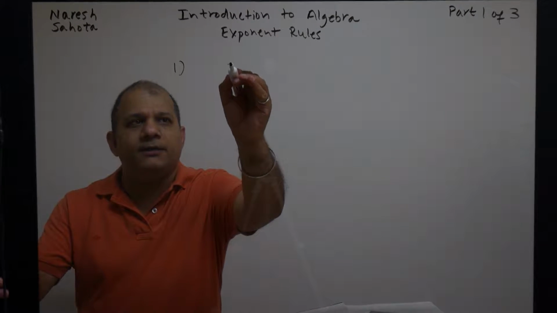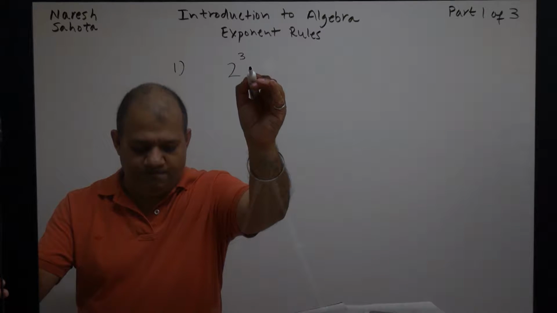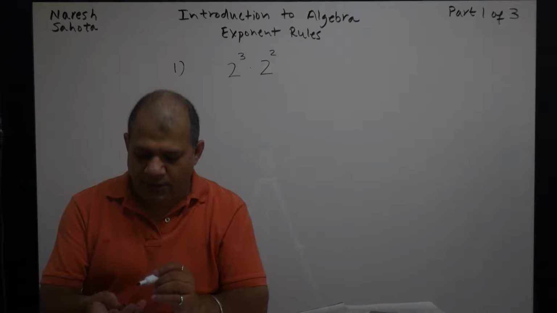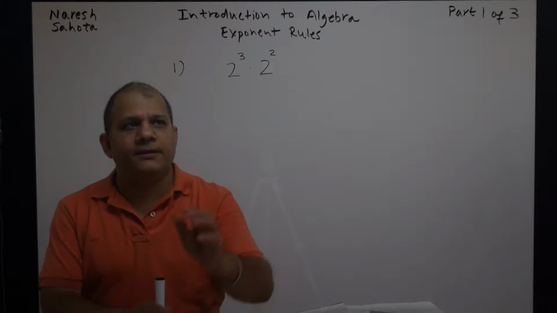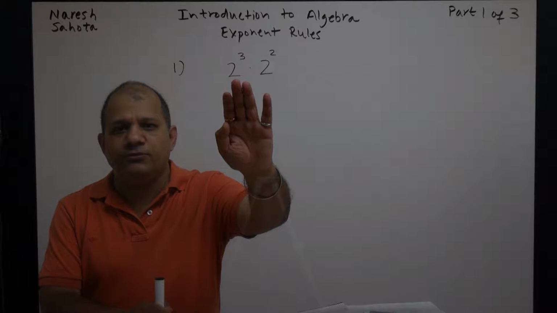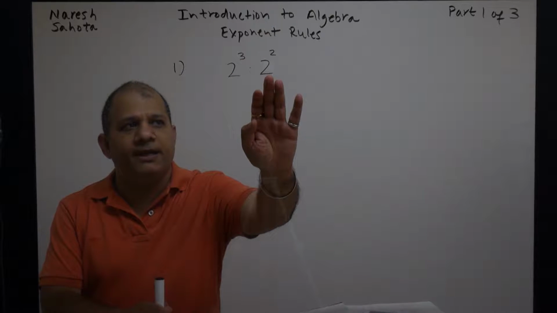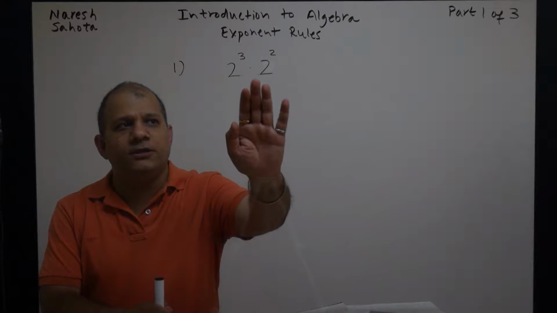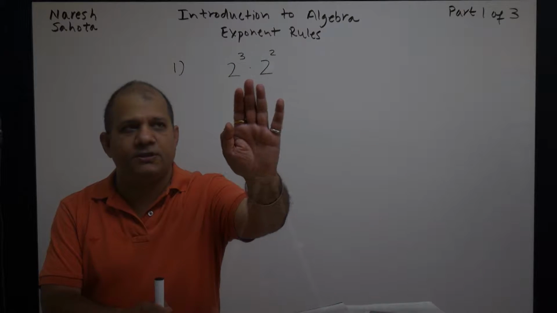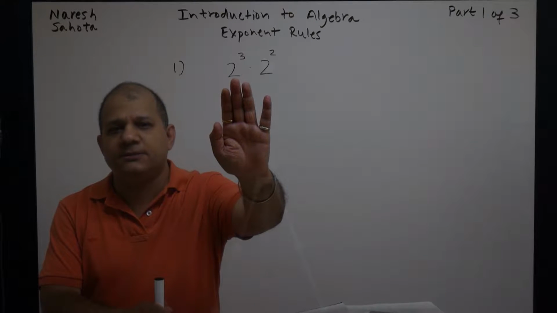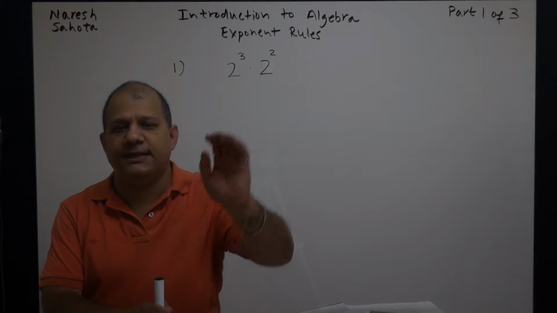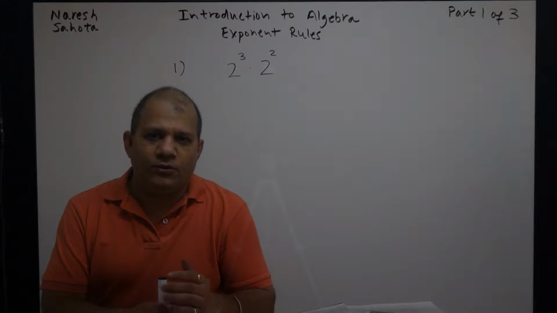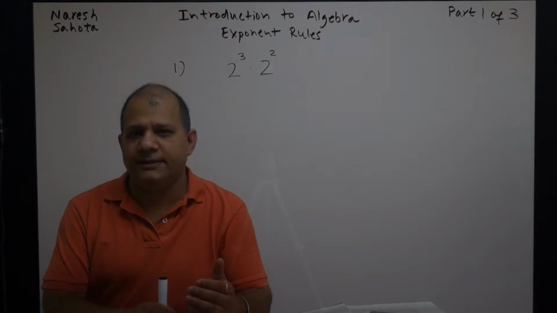so if I'm multiplying 2 to the exponent 3 times 2 to the exponent 2. So here I am multiplying base 2 raised to the exponent 3 and base 2 raised to the exponent 2. So I am multiplying same bases. The base is 2 and the first base has an exponent of 3 and the second base has an exponent of 2. So when we multiply with same bases, we end up adding the exponents.